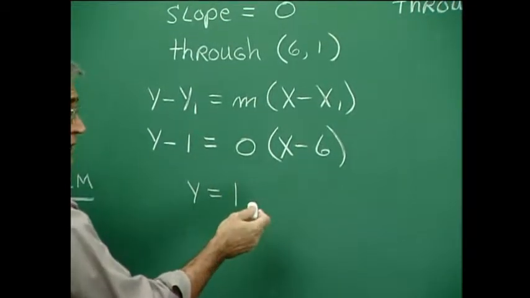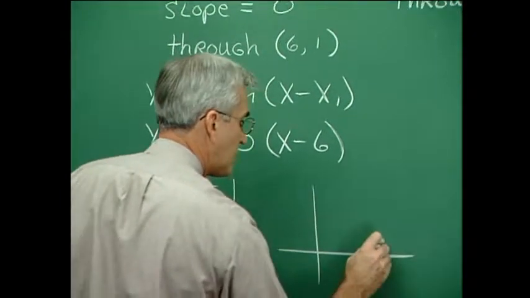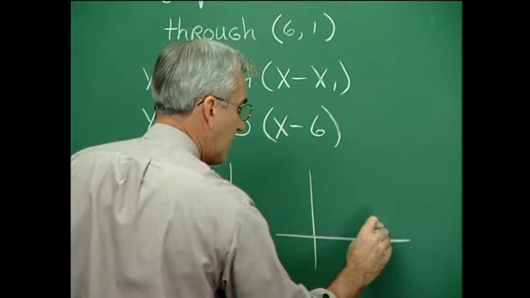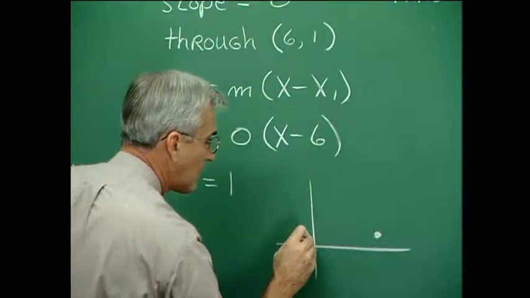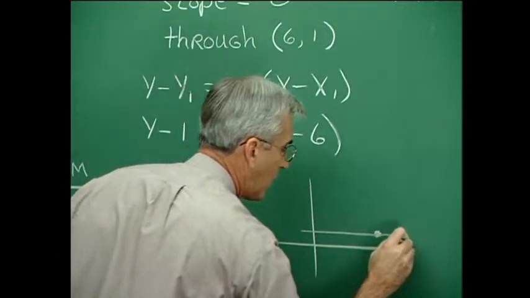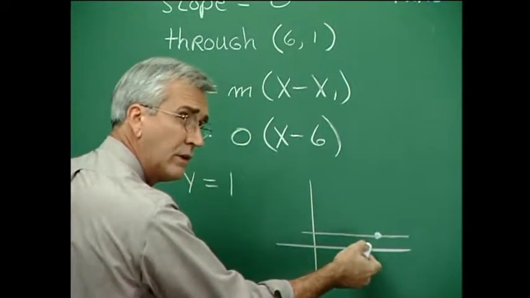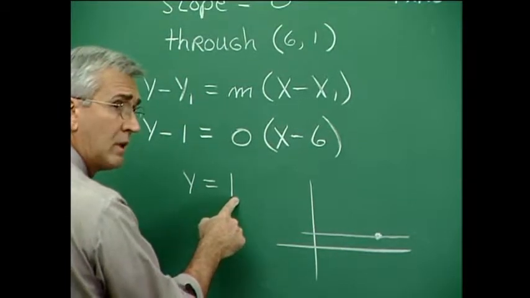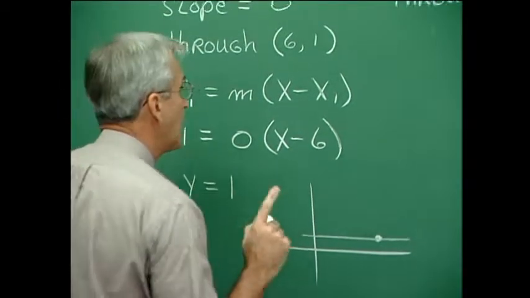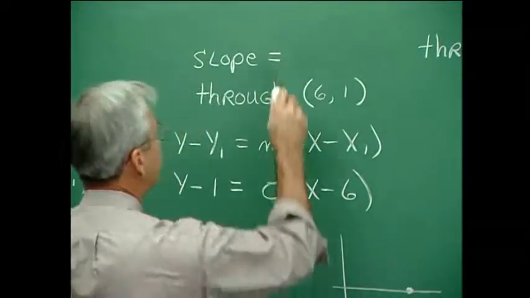Well, there's no surprise there. Gee, if we're thinking about the point 6, 1, which is roughly right here, a slope of 0 implies a horizontal line, and a horizontal line going through this vertical level of 1. You see, vertical distance level of 1 means y equals 1. Now, in a similar way, another nuance involves a slope that is undefined.